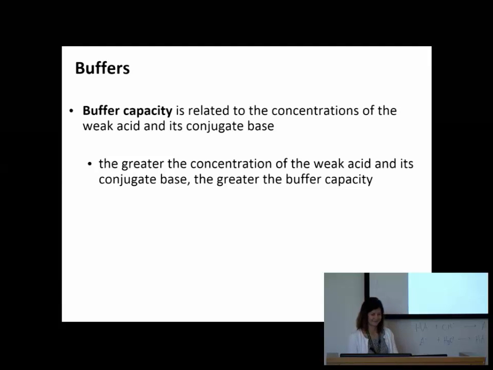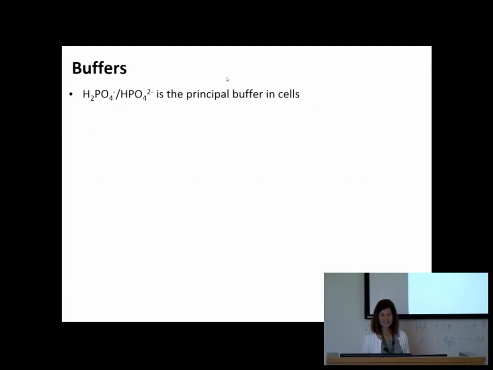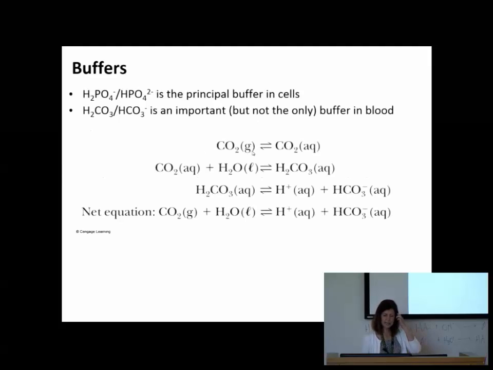All right, it's some information you need to know. The phosphate buffer is the principal buffer in the cells. The carbonic acid bicarb is not the only buffer in the blood, but why is it a good buffer for the blood? I'm not just being weird, right? Am I controlling the pH of my blood? Right? By breathing.